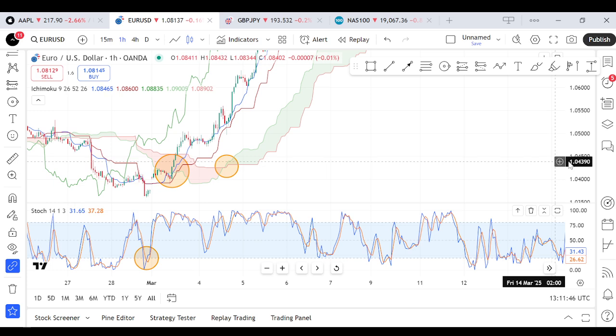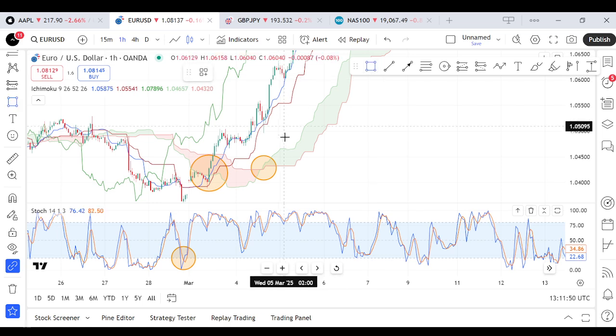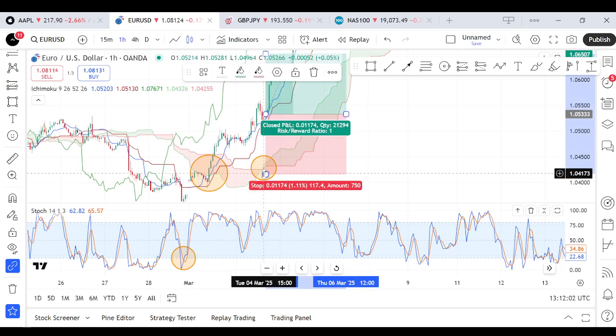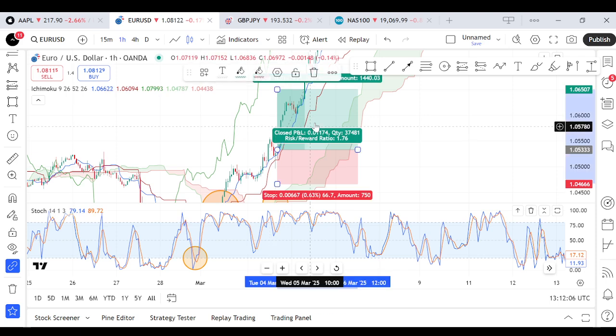Also, I would advise that you use your normal support and resistance key levels to enter. You could just decide to place a buy trade once you've confirmed all of this. You have the momentum, the break of the cloud, and the cloud turning from red to green. So you could place your entry somewhere around here, stop loss below the swing low and ride it all the way. But I wouldn't advise that.